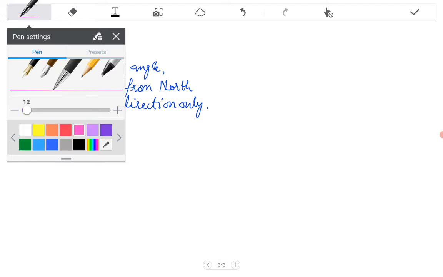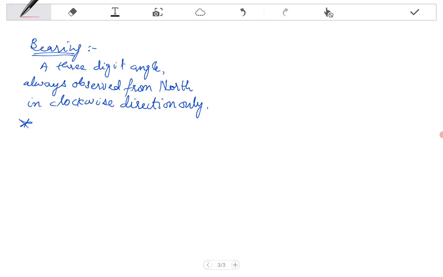So there are three things in this definition. It should be expressed in 3 digits. Always from north, start from north and go in clockwise direction only. 1, 2, 3. Those are three things that are necessary to know before you start any question.